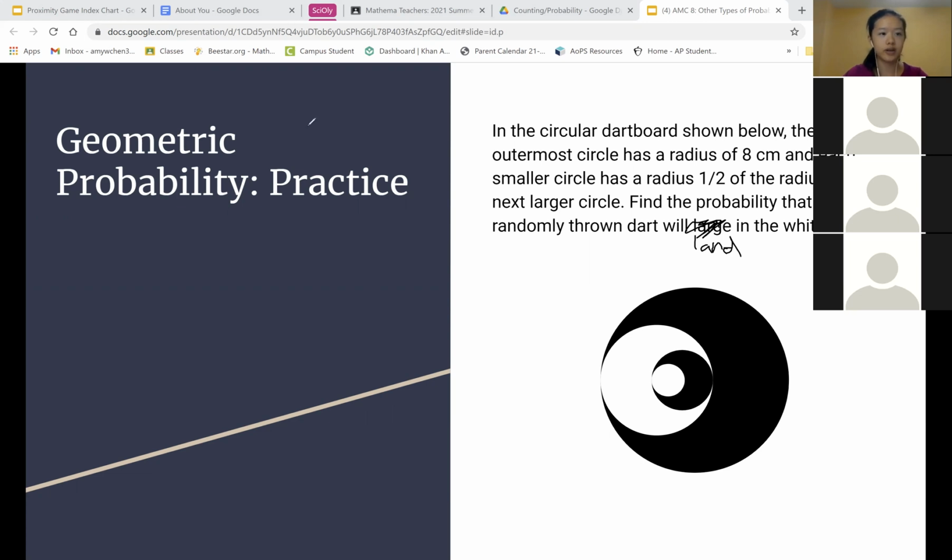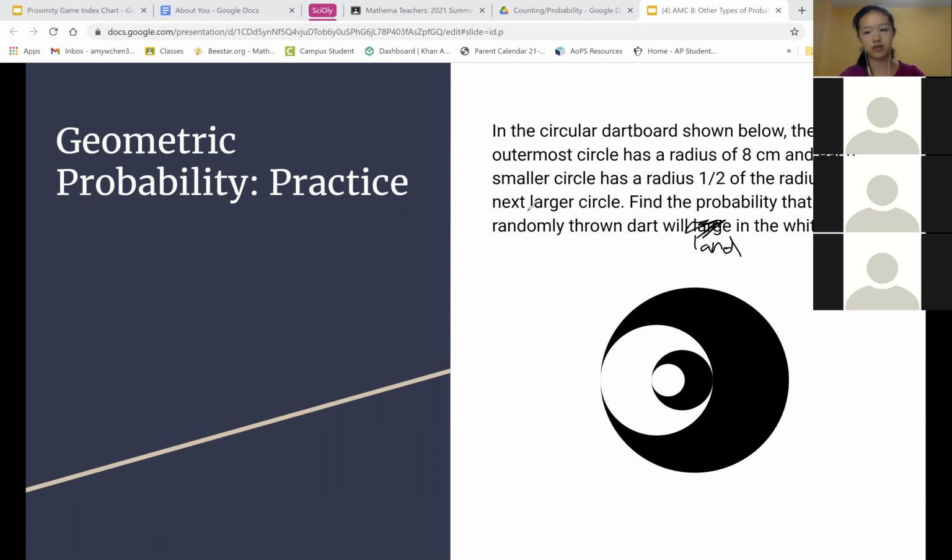Okay, I have 2 answers in the chat, which are identical. However, it's not right. And in fact, the last time I taught counting probability, which was last week, they also fell into the same trap. Okay, here's the thing. We just need to find the area of the white region. So what's the total area of the dartboard?